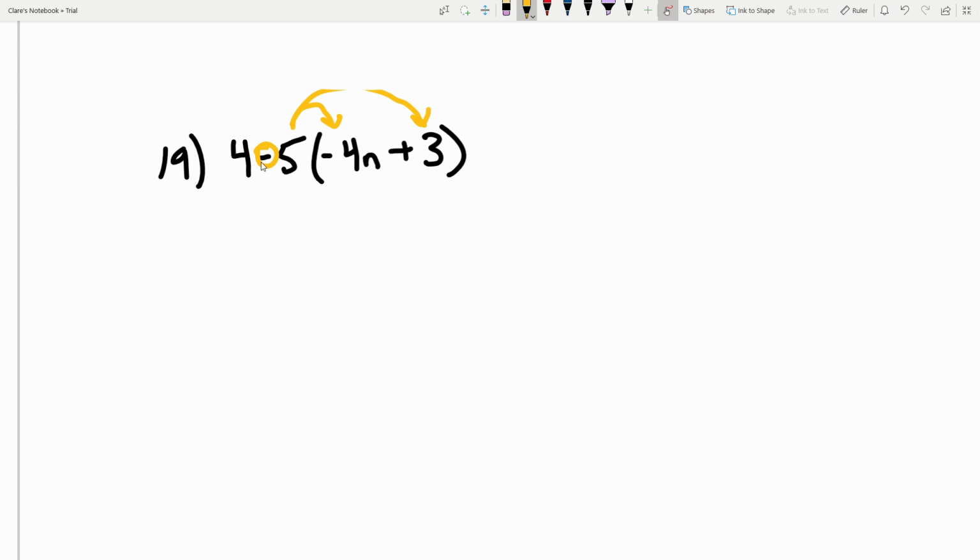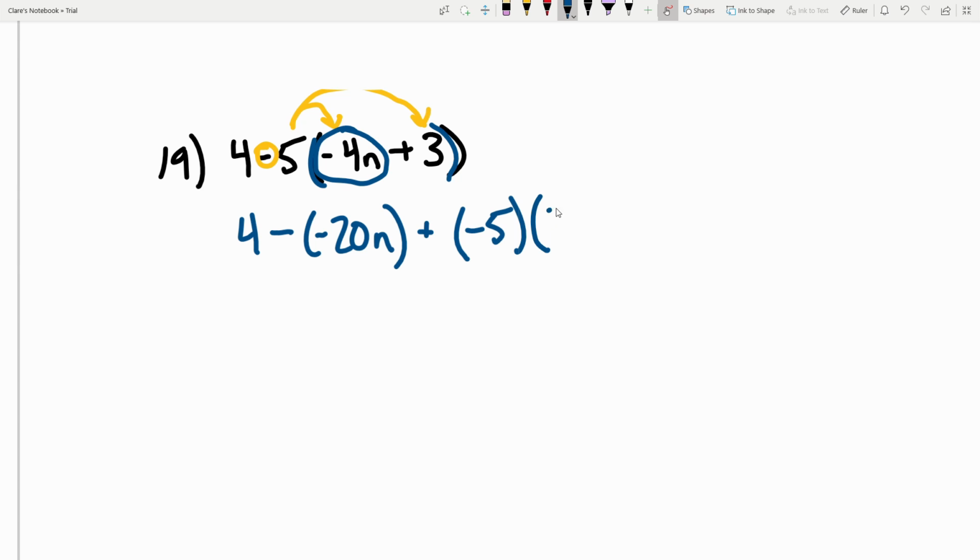So I'll go ahead and distribute a negative 5 to both of these. So we'll get 4 minus 5 times negative 4n is going to be negative 20n, and then I'm going to be adding that to 15. However, we're subtracting this entire quantity, so you can almost think of it as distributing a negative 5, because I'm going to be subtracting 5 times negative 4n, and I'm going to be subtracting 5 times 3. So I'll do negative 5 times 3.